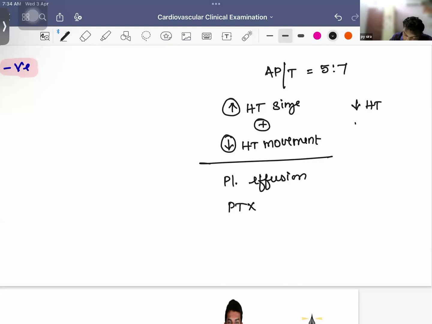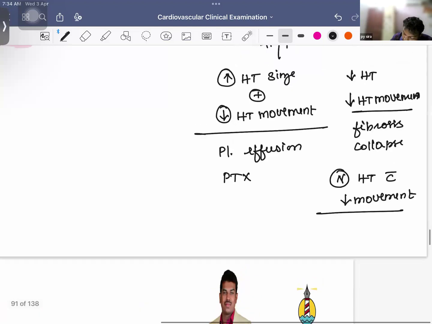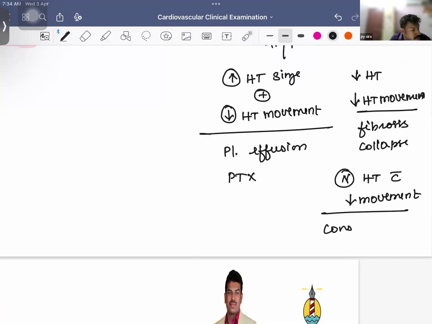Okay, whenever there is a decrease in hemithorax movement, okay, then it is going to be fibrosis, collapse. Okay, whenever there is a normal hemithorax with decreased movement, then it is going to be consolidation.